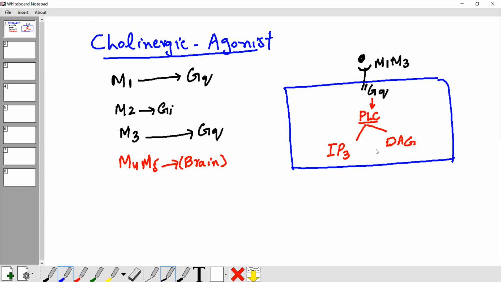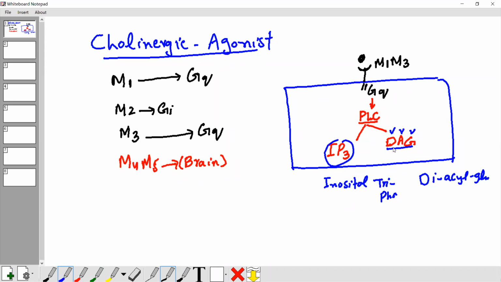What stands for IP3 and DAG? DAG stands for diacyl glycerol. Okay. And IP3 stands for inositol triphosphate. Inositol triphosphate. What means DAG? The DAG stands for diacyl glycerol. Okay. So this is the second messenger system.